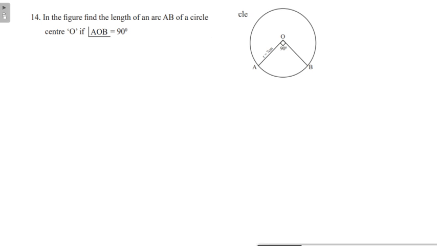Then next, moving on to the next question. Here in the figure, find the length of an arc of circle where the center is O if angle AOB is equal to 90 degrees. So here you have the angle. So now here we have to use the formula.